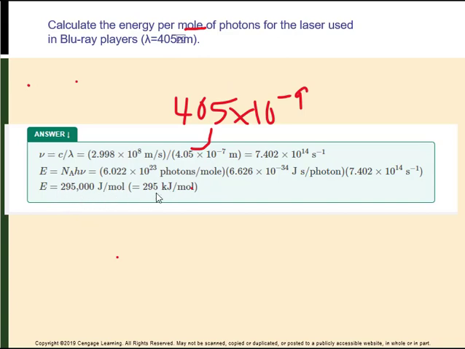And then you could also simplify that if you wanted to change it to kilojoules, that it would be 295 kilojoules. So either way.